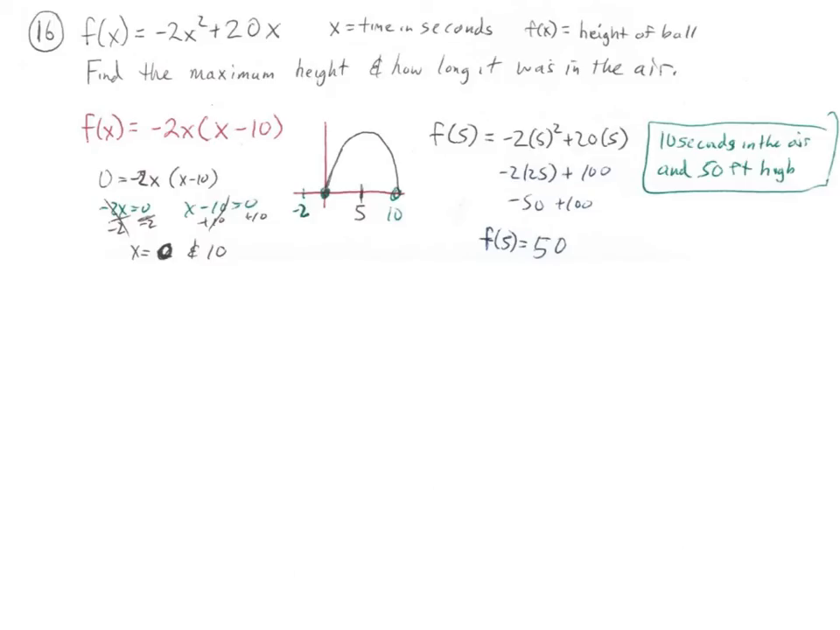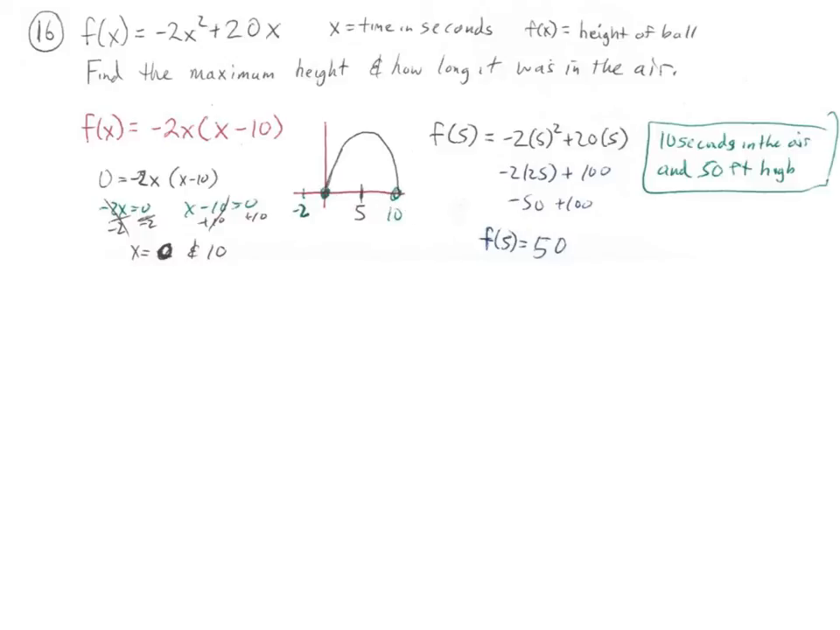All right, for this last problem, there are different ways of doing it. But if I have this function, x is seconds, and f of x is the height of the ball, and we want the maximum height and how long it was in the air. So the maximum height is the vertex, all right? And how long it was in the air is the distance between the zeros, okay?